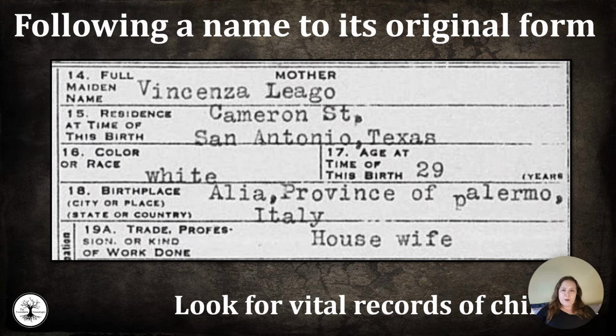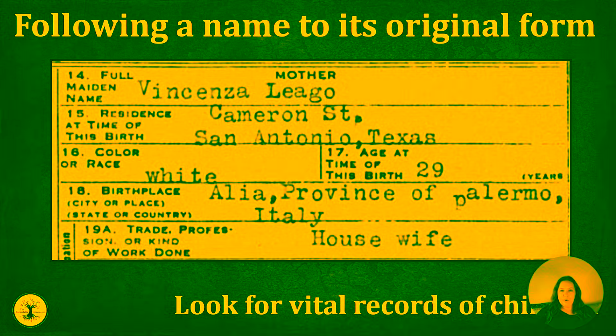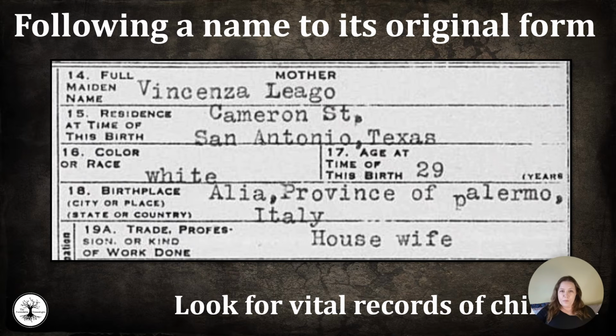So I followed the records for all of her children, looking for maybe a delayed birth certificate for one of them for when they needed to apply for Social Security, maybe marriage certificates where they had to list their mother's maiden name, or death certificates if an informant potentially knew their mother's maiden name. I did find this delayed birth certificate where it said that her name was Vincenza Leago and that her birthplace was Alia, province of Palermo in Sicily.